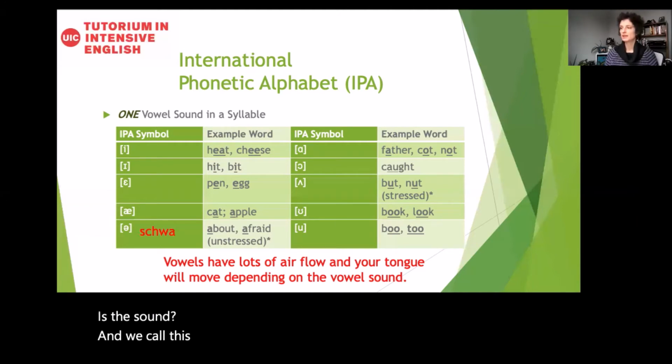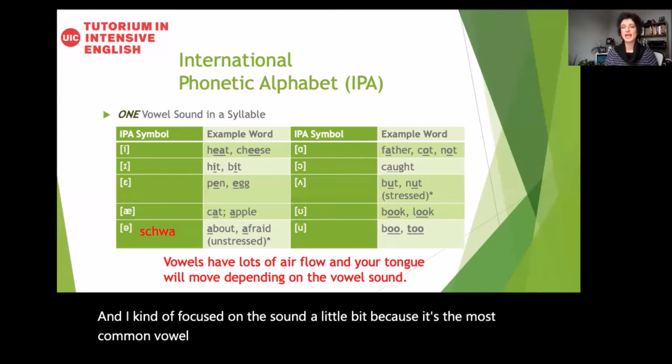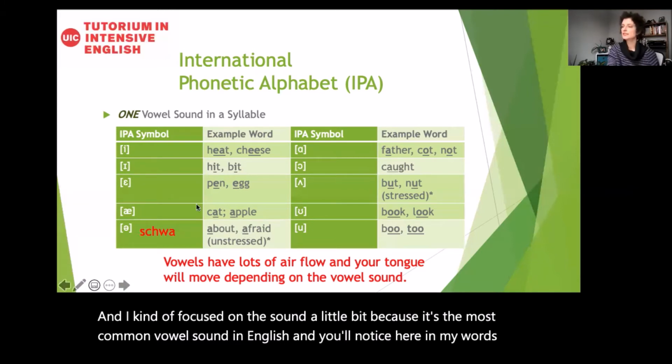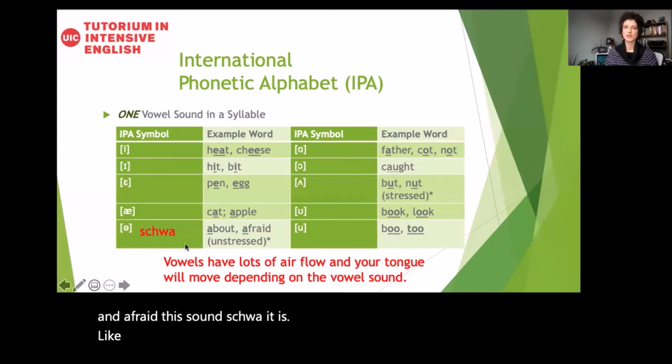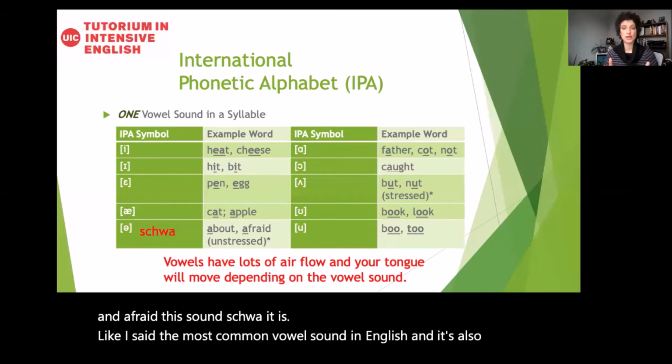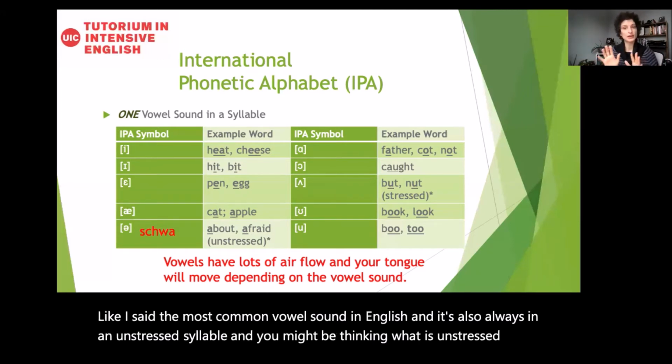And then our last vowel sound here in this first column is the sound we call schwa. And I kind of focused on this sound a little bit because it's the most common vowel sound in English. And you'll notice here in my words about and afraid, this sound schwa, it is, like I said, the most common vowel sound in English. And it's also always in an unstressed syllable. And you might be thinking, what does unstressed mean? We'll talk more about that in our next module.